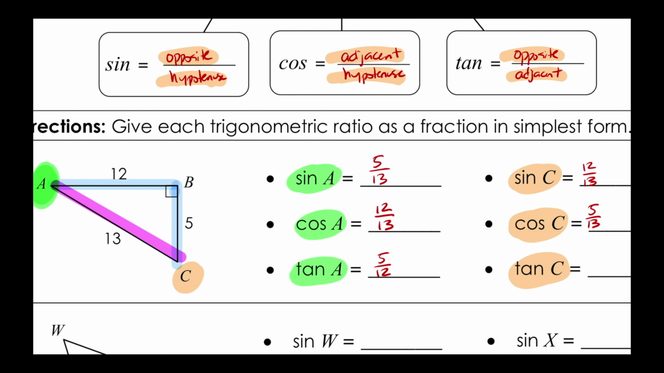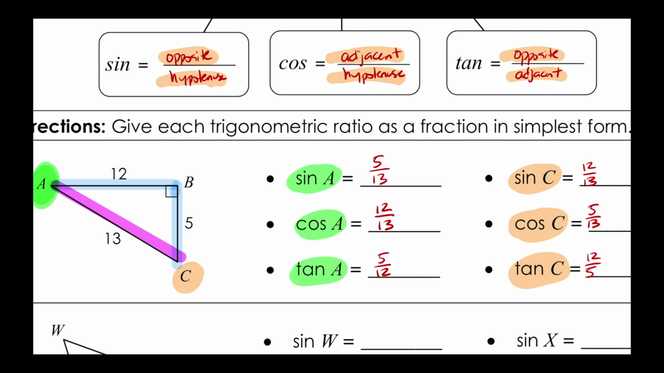And then the tangent of C. Tangent is opposite over adjacent. So if I'm at C, the opposite is 12 and the adjacent is 5. So it's 12 over 5. So that's how you find the sine, cosine, and tangent.